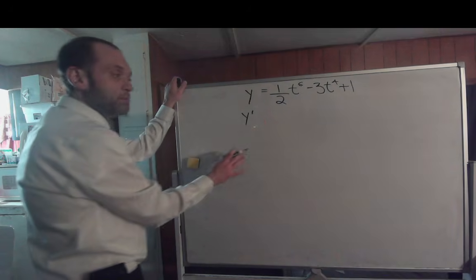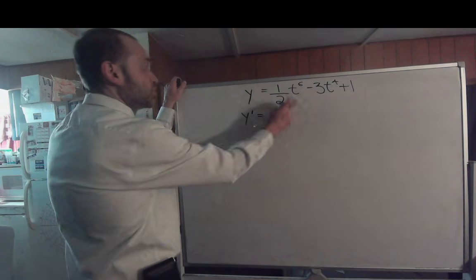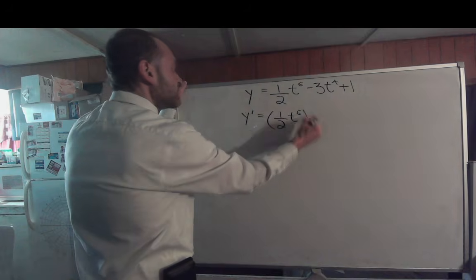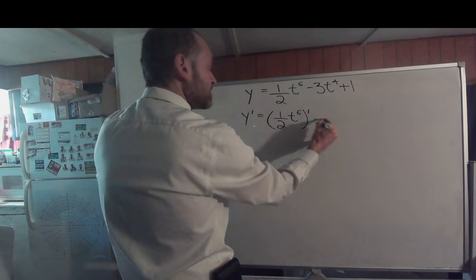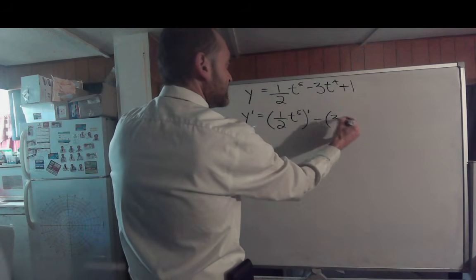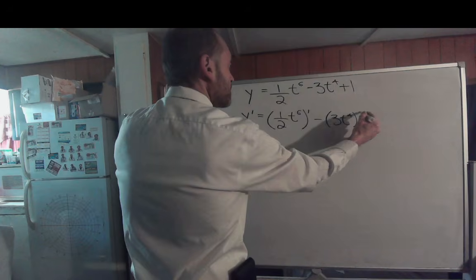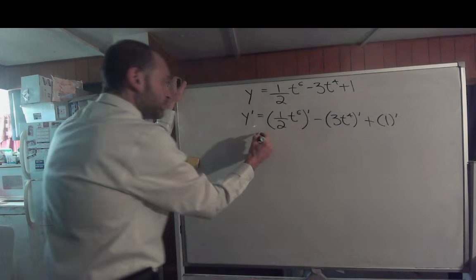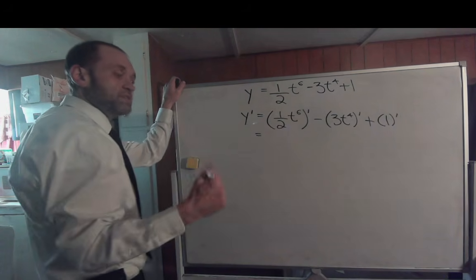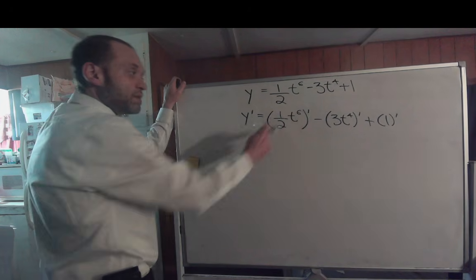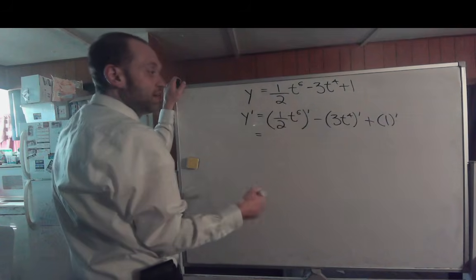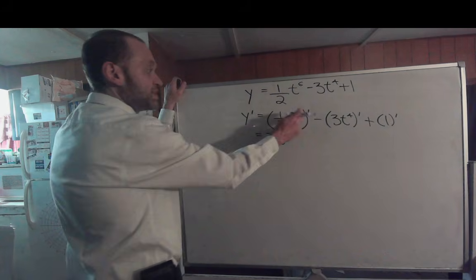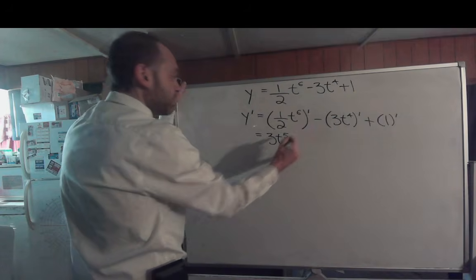So y prime, the derivative, that's going to equal then the derivative of this 1/2 of t to the 6th minus the derivative of this 3t to the fourth plus the derivative of 1. Well, now find the derivative of 1/2 t to the sixth. I'll bring that 6 down front, multiply it by 1/2 t. 6 times 1/2 is 3, then times t. Lower that 6 by 1 degree, that goes to the 5th power.